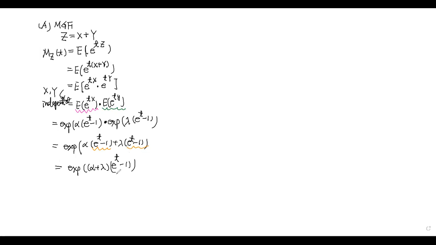And then we know there's a very important theorem about the moment generating function. We know the moment generating function uniquely decides what the random variable is.